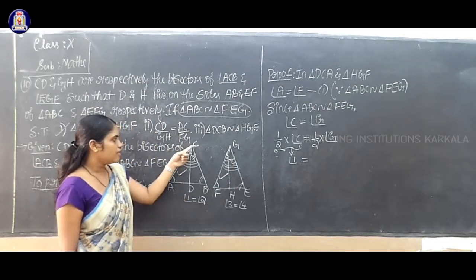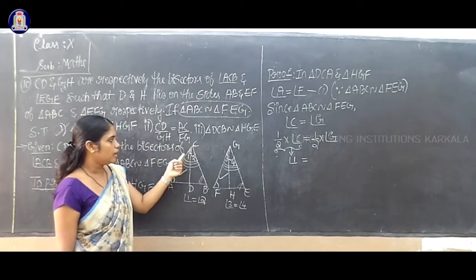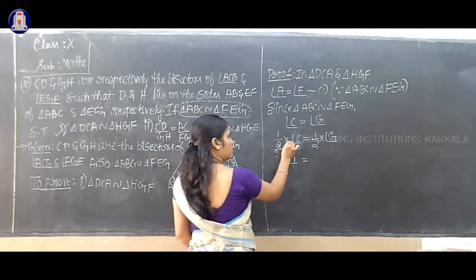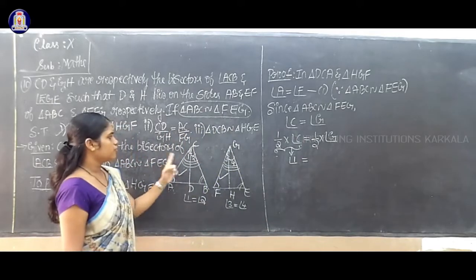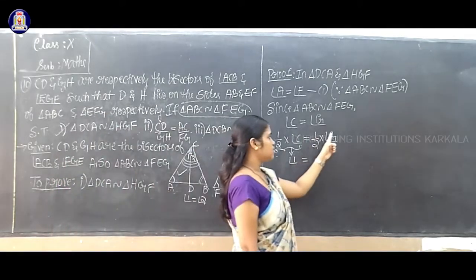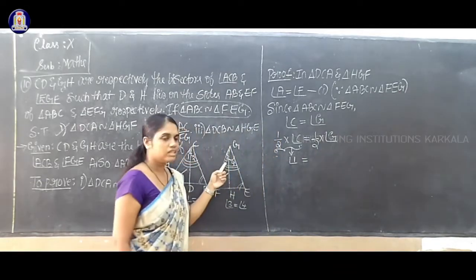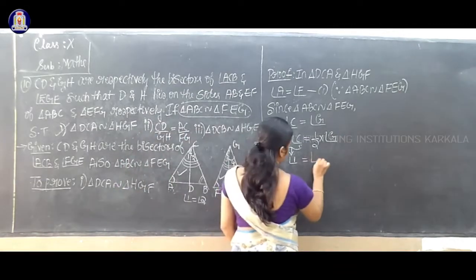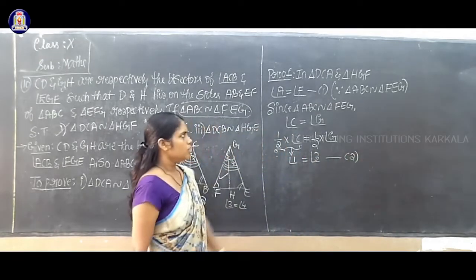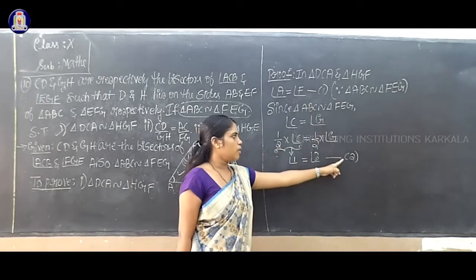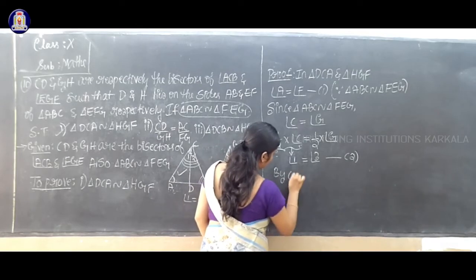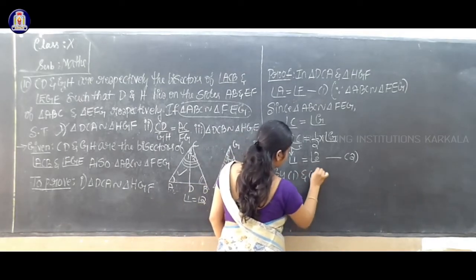Here again, I have divided this angle C into two equal parts, that is angle 1 and angle 2. Half of angle C is nothing but angle 1. Next, half part of this angle G equal to angle 2. So now consider equation number 1 and equation number 2.